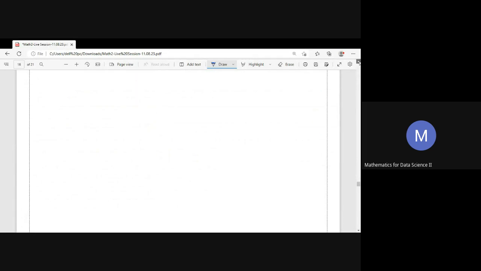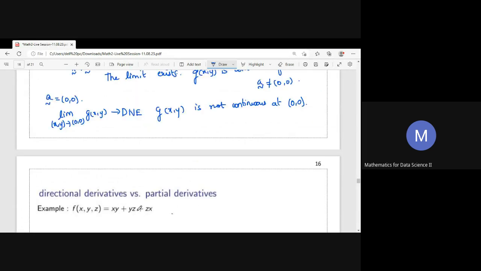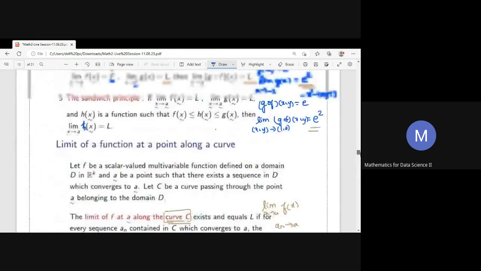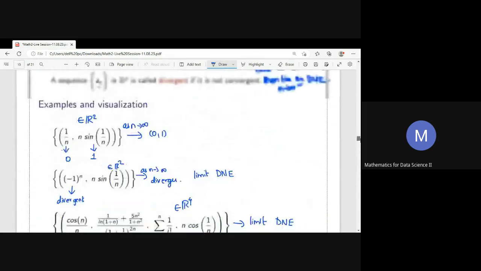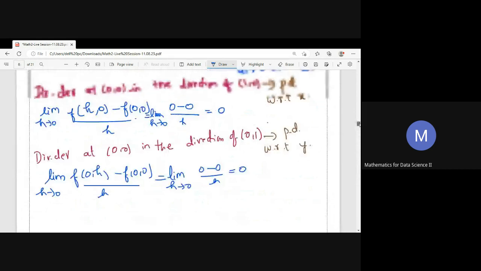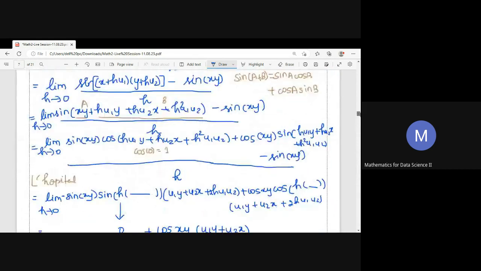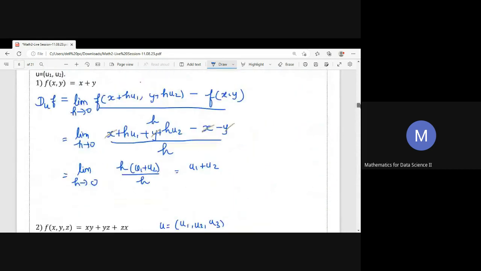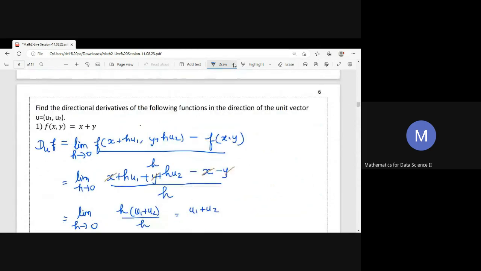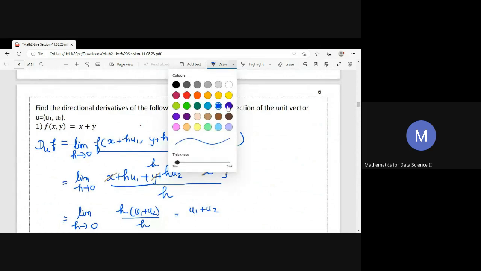I don't want to do the whole problem of finding the directional derivative because I just did it already. So I'm going to use the same example. In the very beginning, we found the directional derivatives, so from there I want to come to this topic.